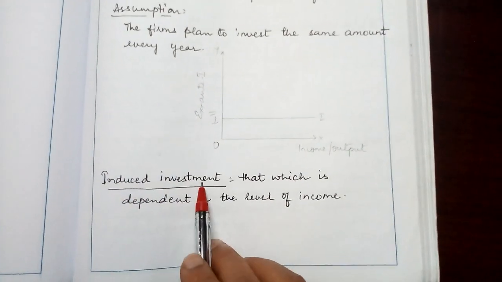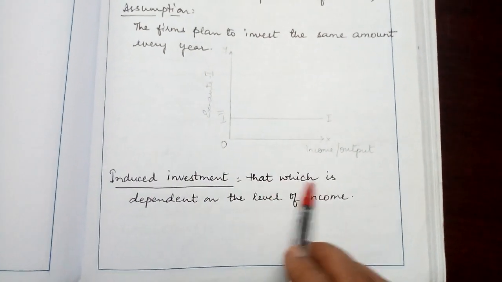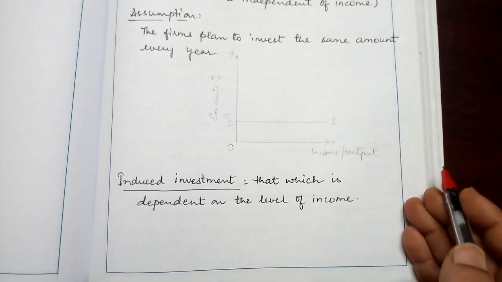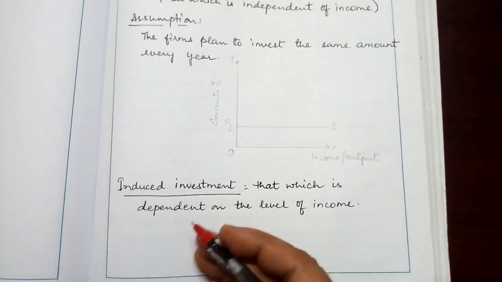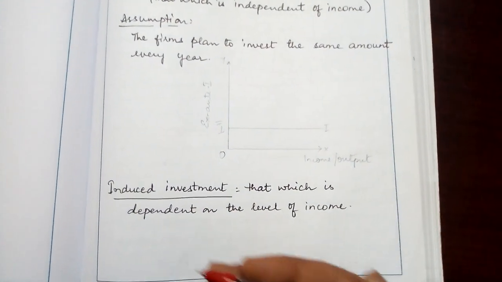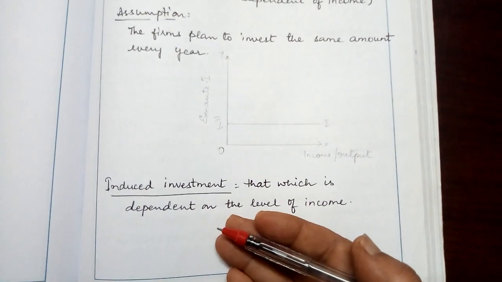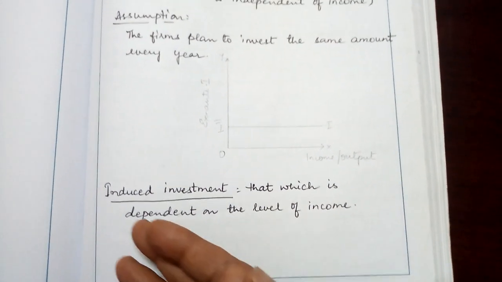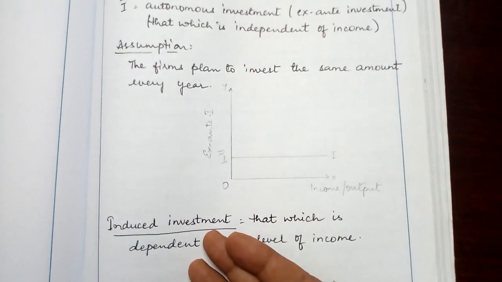Then what is induced investment? That which is dependent on the level of income. So if the income increases, the induced investment increases. If the level of income decreases, then the induced investment might also reduce. So that is induced investment.